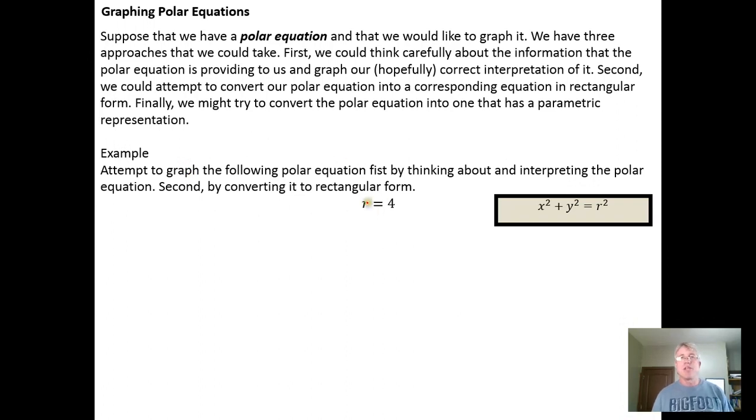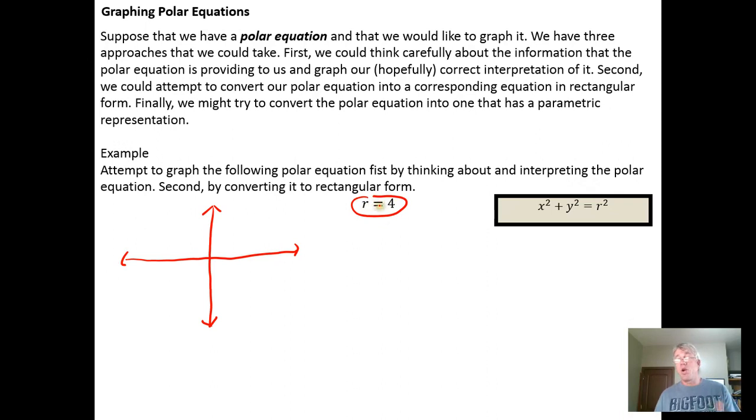So here I have the equation r equals 4, and this is one, if you think about it, you can come up with the graph of without having to do any conversion over into the rectangular coordinate system. So this is one where thinking about it carefully should do the trick. So radius equals 4. The radius is constant. So you just need to think, what geometric object has a constant radius? Well, a circle has a constant radius. So here I have the radius is always 4.